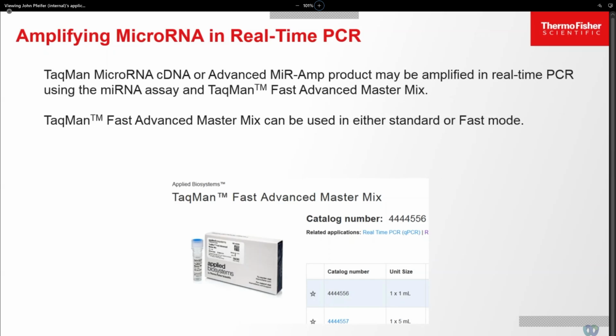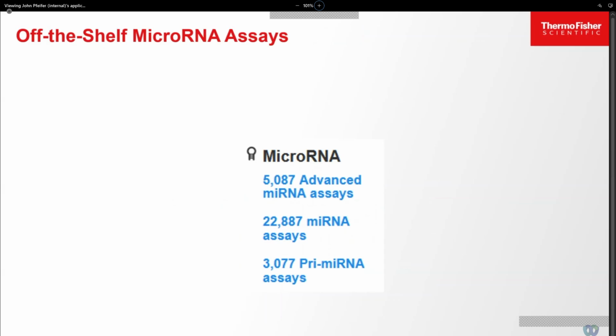So whether you made cDNA from the TaqMan microRNA assays or from the advanced miR-Amp product, either way, that would be transferred to real-time PCR with the microRNA assay of interest and TaqMan Master Mix. We recommend the TaqMan Fast Advanced Master Mix. From the name, you can tell it can be used in fast mode. That's fine. Or you can use it in standard mode. So currently we have over 5,000 advanced microRNA assays, over 22,000 microRNA assays, and over 3,000 primary microRNA assays.